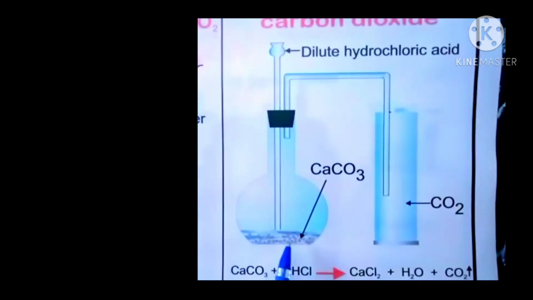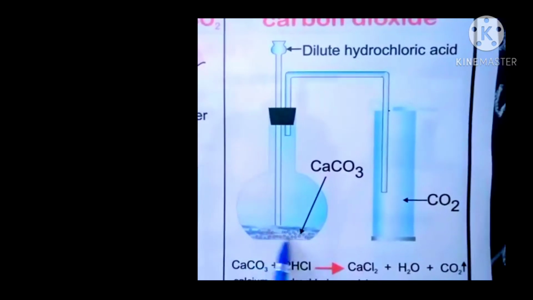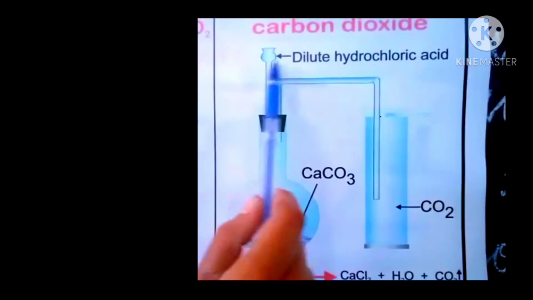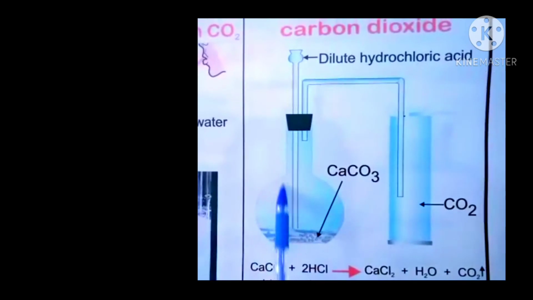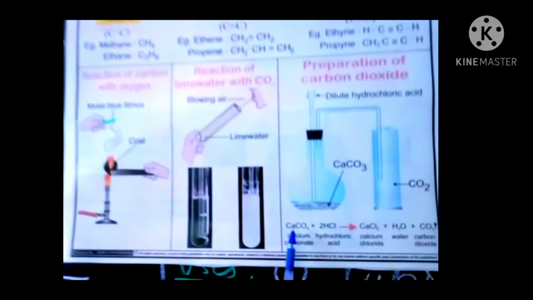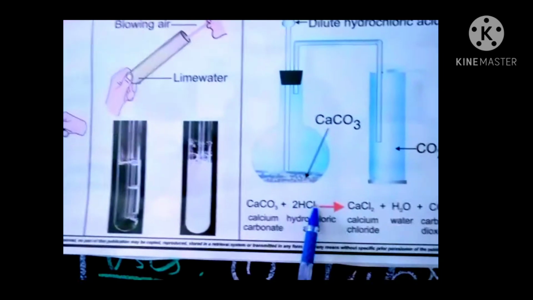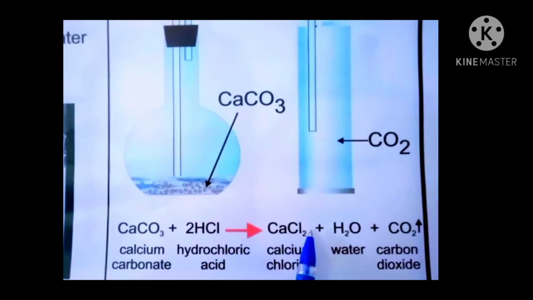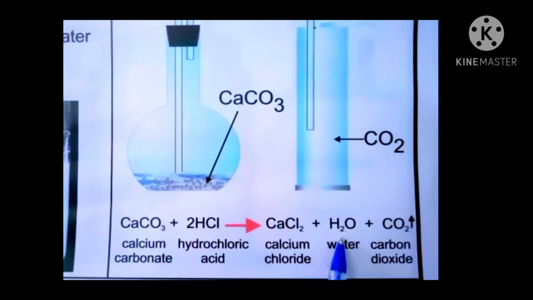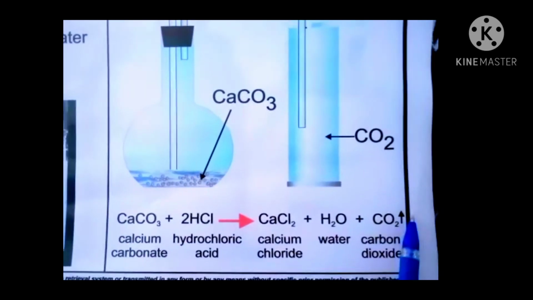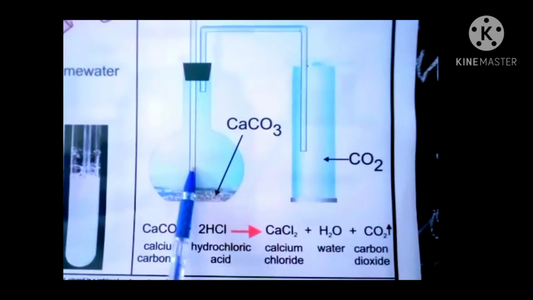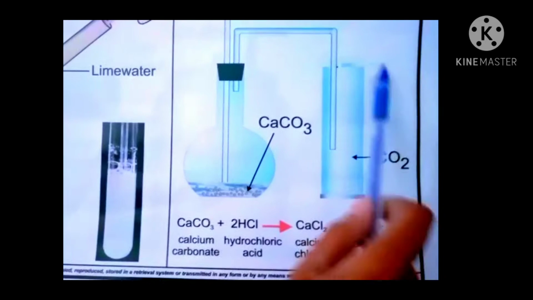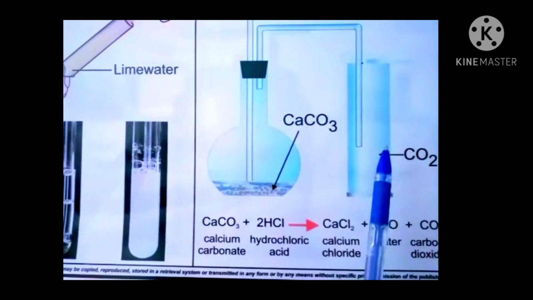In this round bottom flask, we are going to take calcium carbonate, CaCO3, and we are going to drop dilute hydrochloric acid through this funnel. Now let's see the reaction of calcium carbonate with hydrochloric acid. So calcium carbonate reacts with hydrochloric acid to form calcium chloride, CaCl2, water and carbon dioxide gas. In this way the carbon dioxide gas is going to be produced here, which is transferred with the help of a tube to another jar. So in this jar the carbon dioxide gas is going to be collected.